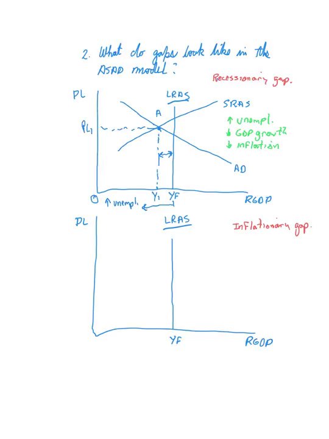So with an inflationary gap, we've got AD, SRAS, and here what we've got is we're beyond full employment. So the gap looks like this. Here's your gap, and we're now at point B. So what can we say about point B?